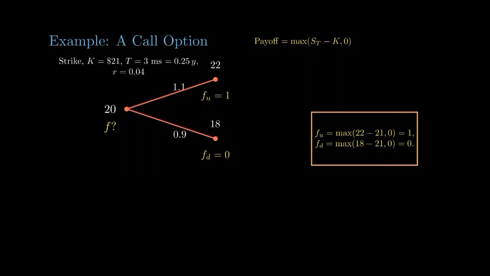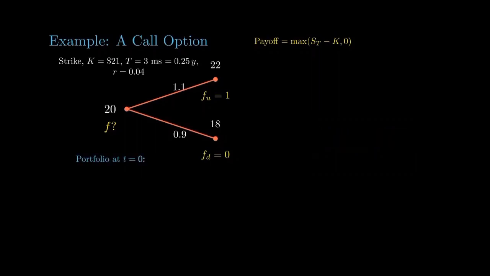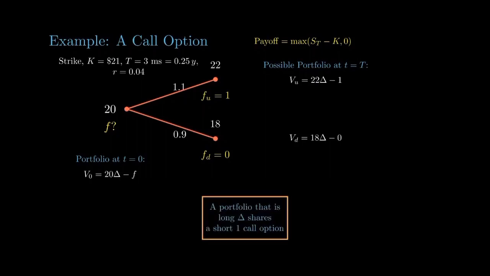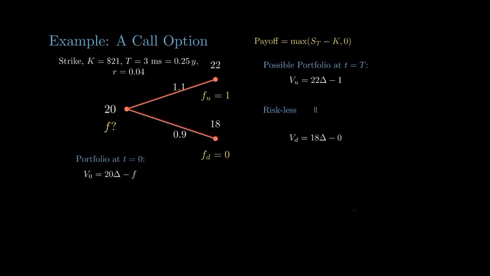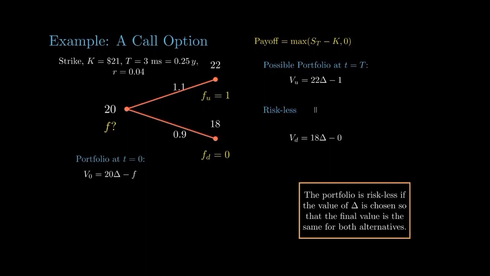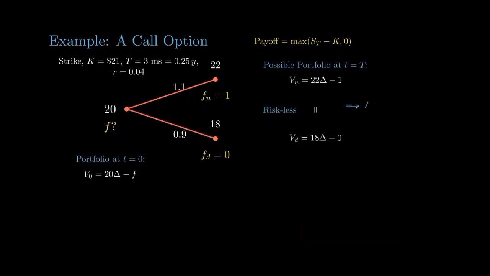We start by constructing a portfolio of delta shares. A fraction is possible for each short position of the option. After 3 months, the portfolio becomes either 22 times delta minus 1 if the price goes up, or 18 times delta if the price goes down. If the portfolio is riskless, 22 times delta minus 1 should be equal to 18 times delta. Calculating for delta, this gives us delta equal to 0.25. Thus, the final riskless portfolio becomes 4.5.